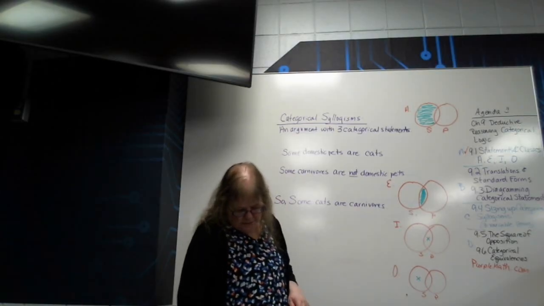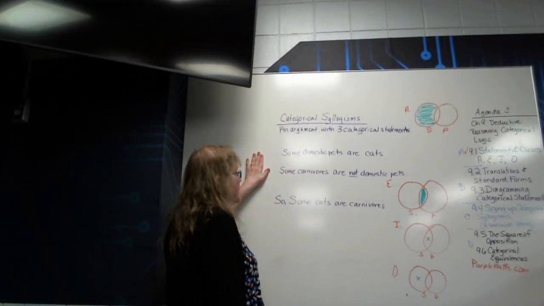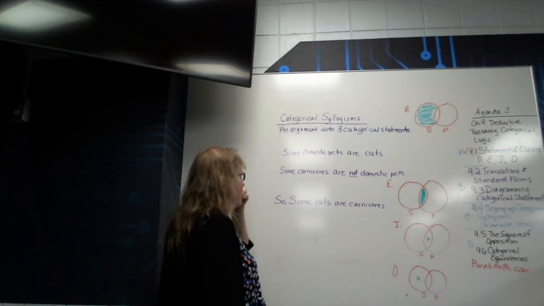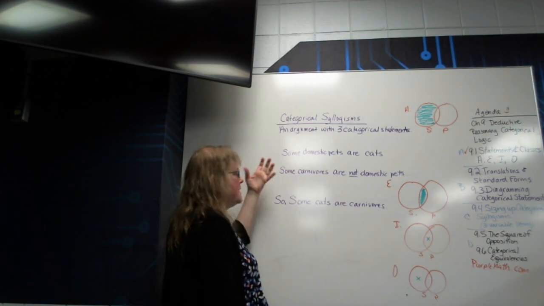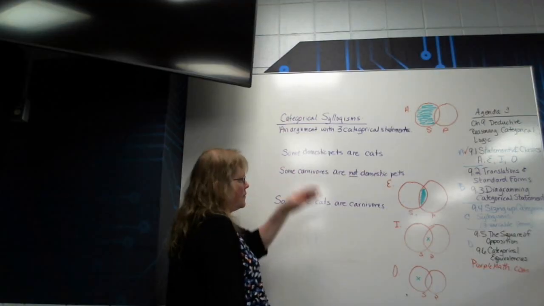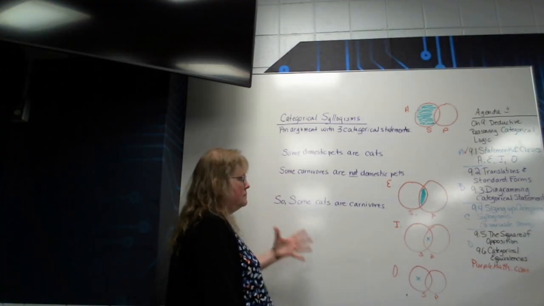So I have a syllogism here. Some domestic pets are cats. Some carnivores are not domestic pets. So some cats are carnivores. Now, these are all particulars. So we're going to look at I's and O's. And that's why I left them up there so we could kind of figure things out. I want to look at this first and show you a couple things, and then we'll do one more of the other kind.